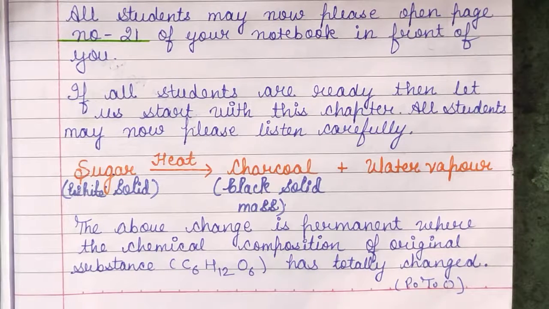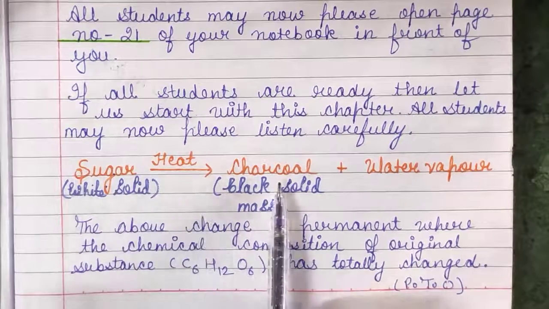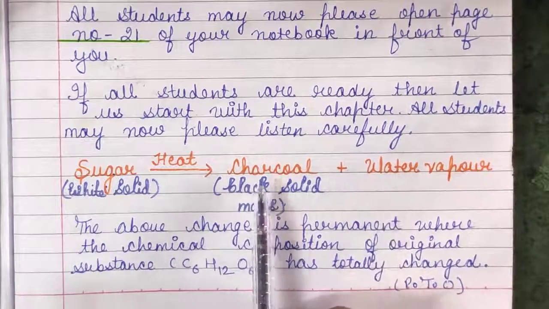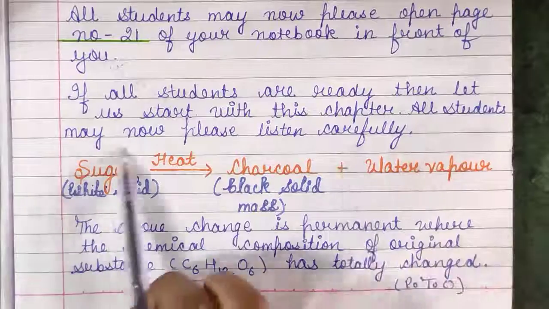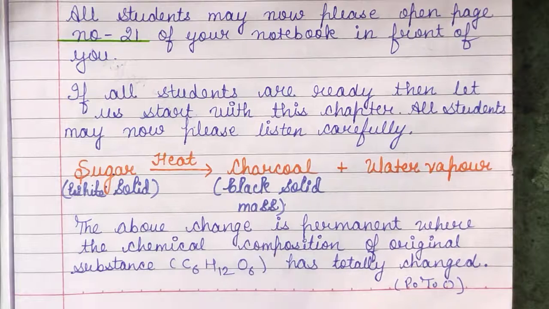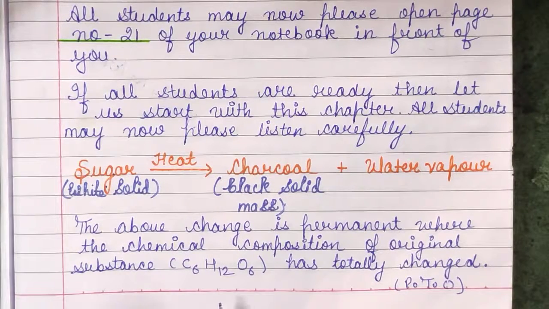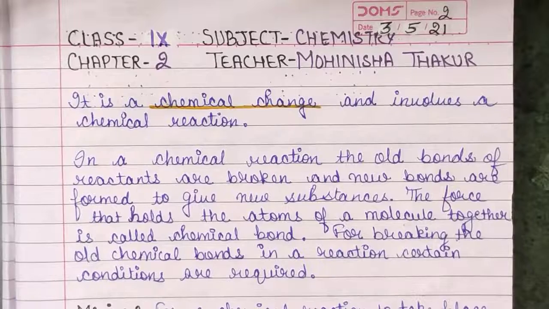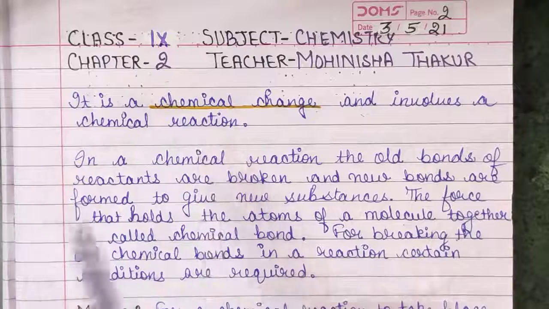Here's the word equation: when you heat sugar, a white solid, it gives two products, which are charcoal, a black solid mass, and water vapors. So in this word equation, the change is permanent, where the chemical composition of the original substance C6H12O6, which is sugar and is also known as glucose, has totally changed. It is a chemical change and involves a chemical reaction.